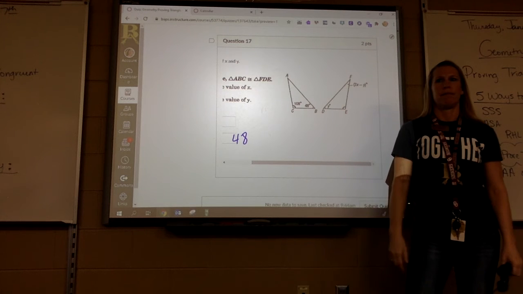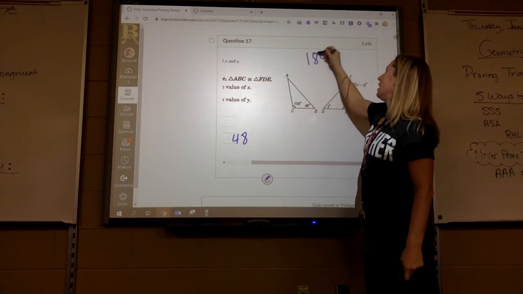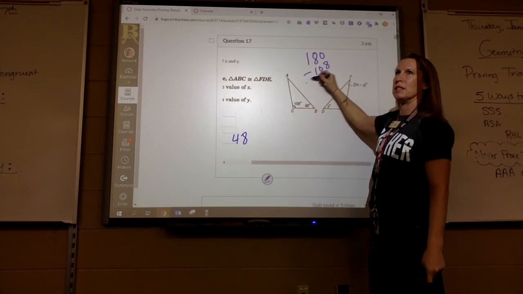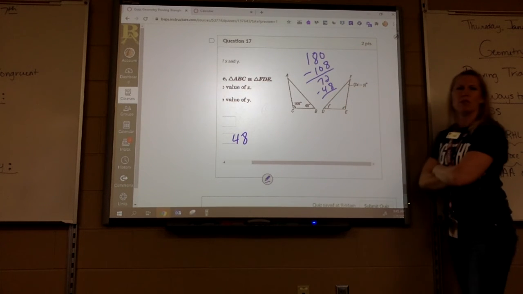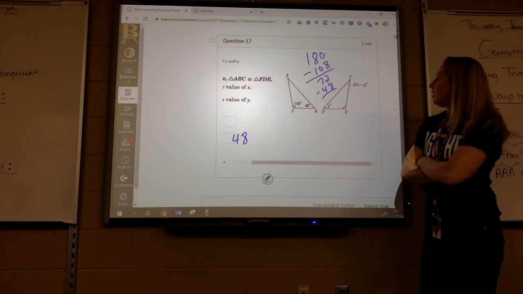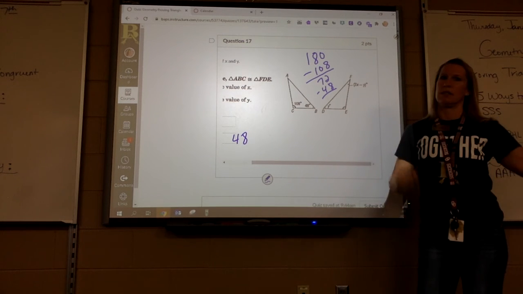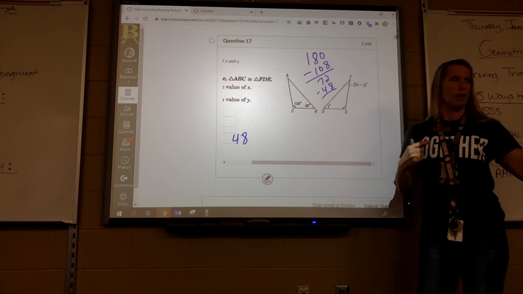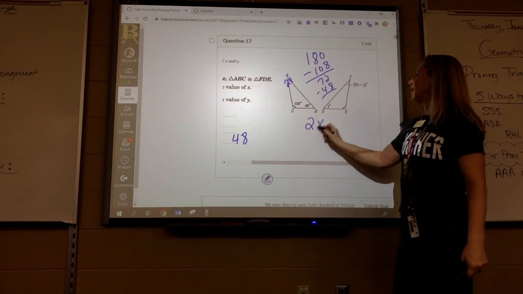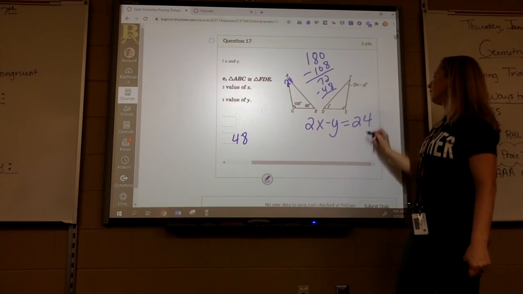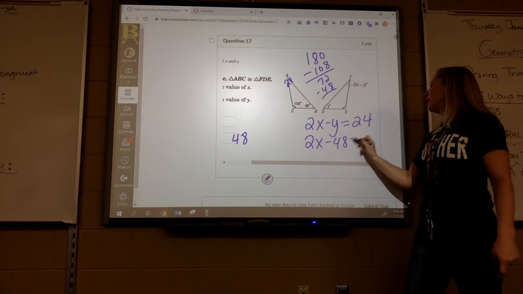So you have to add up to 180. All the angles in a triangle add to 180. So do 180 minus 108, which would be 72, right? Minus 48. Well, 72 minus 48. I'm doing the math. 24? I think it's 24. Okay, 24. So you would have 2x minus y equals 24, but what was y? 48. So 2x minus 48 equals 24.